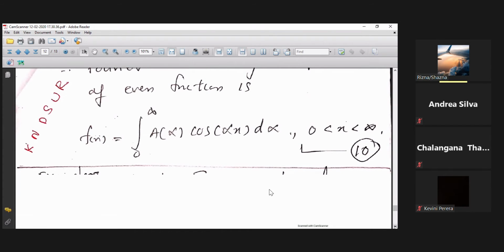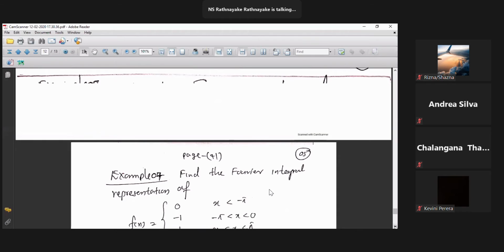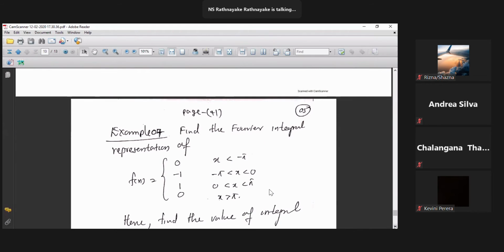Yes, sir. Okay, then what we discussed, integral functions, we denote the two components, that is a cosine integral as well as a sine integral. Then the other one, application of that function: find the Fourier integral representation of the given function.